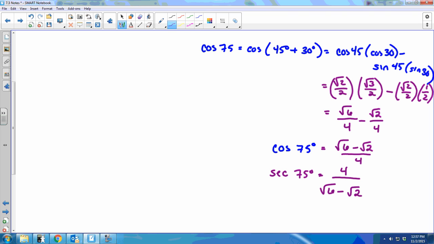Again, we can't have radicals in the denominator. So you're going to use the conjugate, but this one doesn't take nearly as much time because you don't have to FOIL the numerator. You know what's going to happen in the denominator.